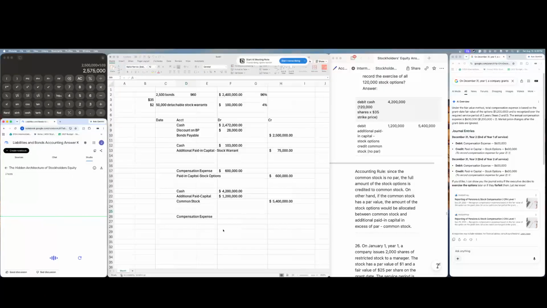Does the compensation expense go away, and then how would you journalize the actual distribution of the compensation? Would it be a compensation payable?